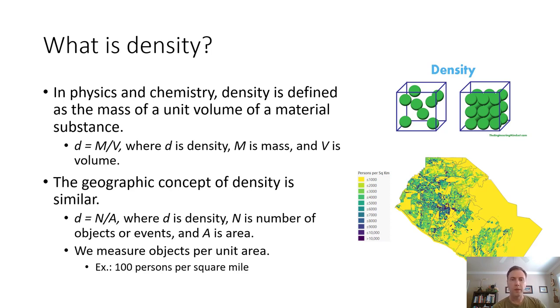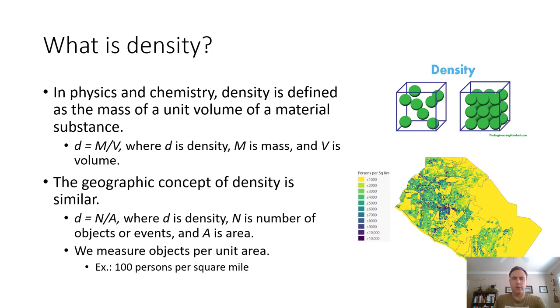So N in this case would be the number of people, and A would be, in this case specifically, square kilometers. Now you can map density by any unit you want, generally speaking, square miles, square meters, square feet. But in this case here, we went with square kilometers, partly because a kilometer is smaller than a square mile, and you don't want to have such a massive geographic unit that the persons within it is astronomically large.